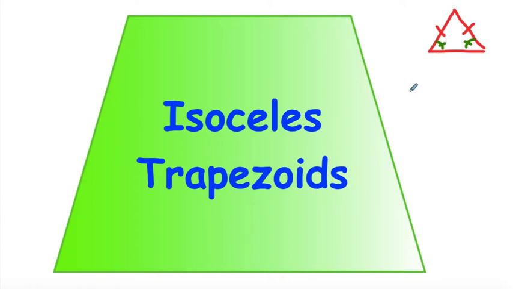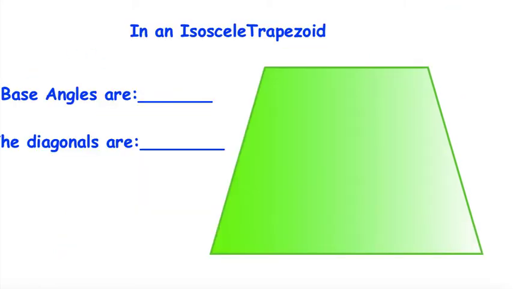It's a trapezoid that has two equal legs. So the legs are equal. So an isosceles trapezoid has two equal legs. All right. And there's a couple things that are really true about an isosceles trapezoid. In an isosceles trapezoid, if the legs are equal, then the base angles are also congruent or equal.